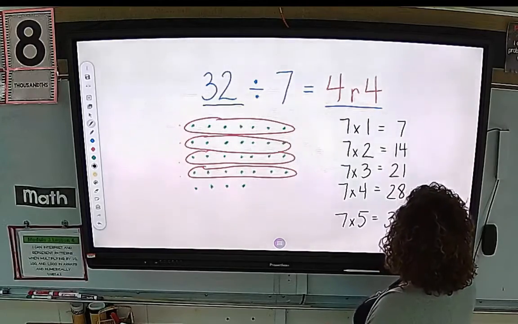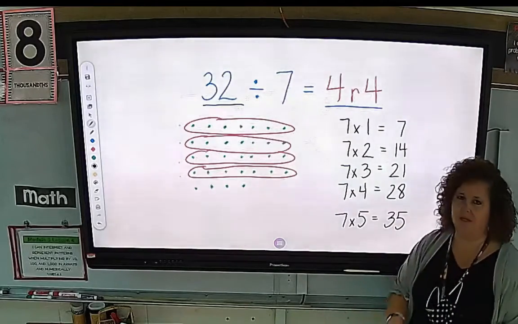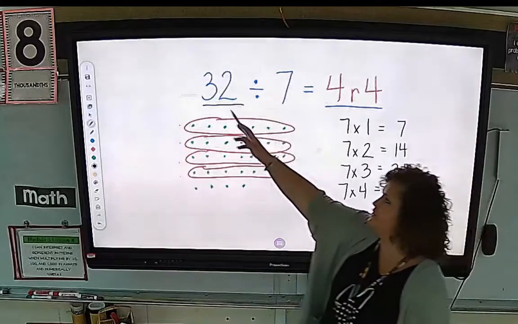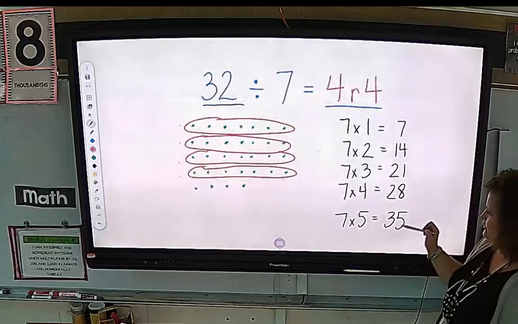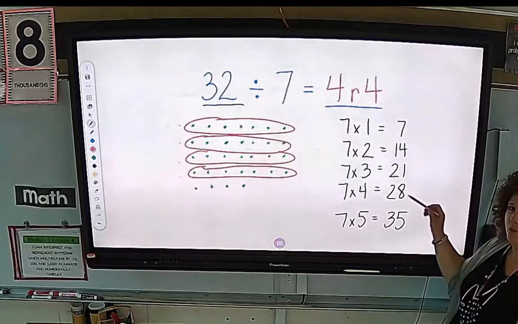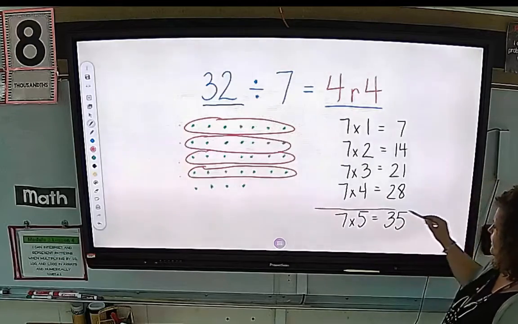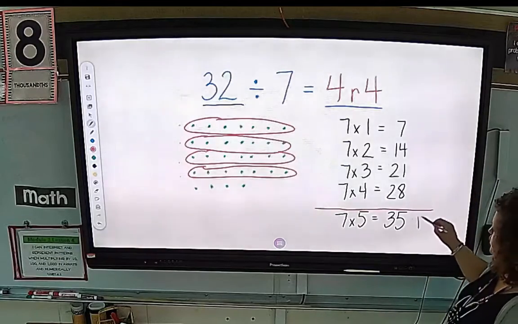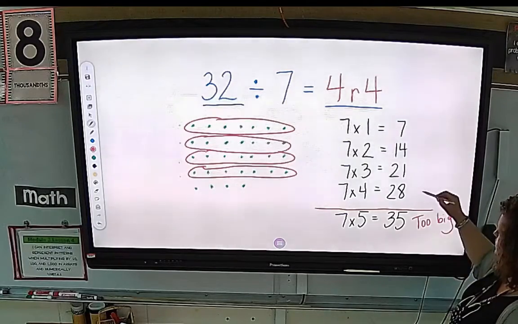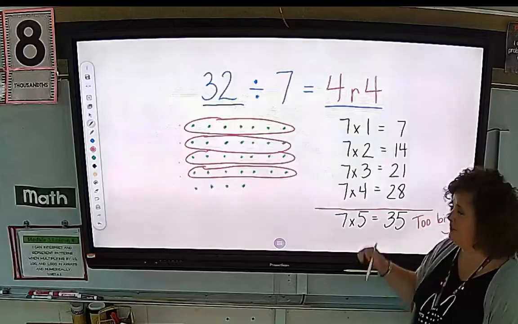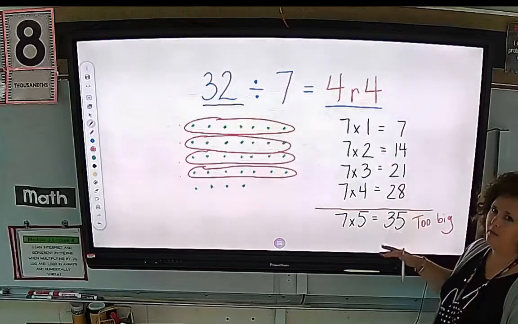Okay, whoa. Now, Miss Wendy just said a minute ago, I want to get as close as I can, but I don't want to go over the number. My number is 32. And I got all the way to 35, so I know this one's too big. But look here, 28. 28 is too small. I'm going to draw my line right there. This one, too big. Okay, this one is not really enough, but it's as big as I can get. I want to go as big as I can without going over.